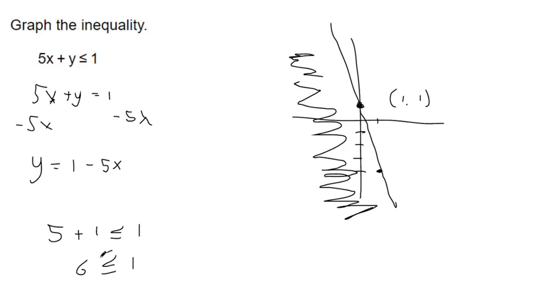And just in case you're having trouble with these, the alligator always eats the bigger quantity. So the alligator is not eating the bigger quantity. That means this is false. So we don't shade on our test point side. This turned out to be a false test point. So every other point on this side would be false. That's why I shaded on the opposite side.